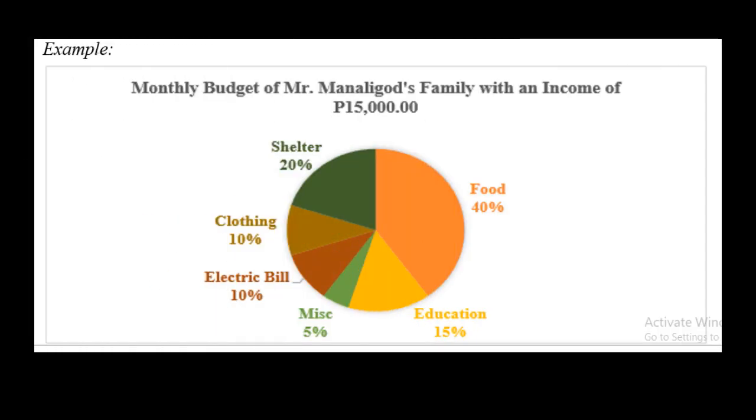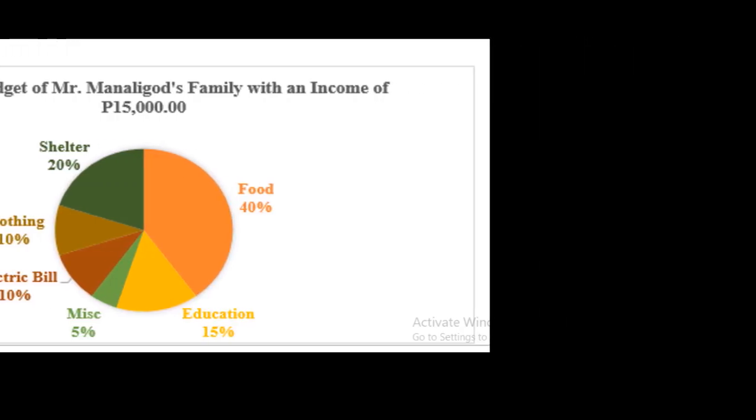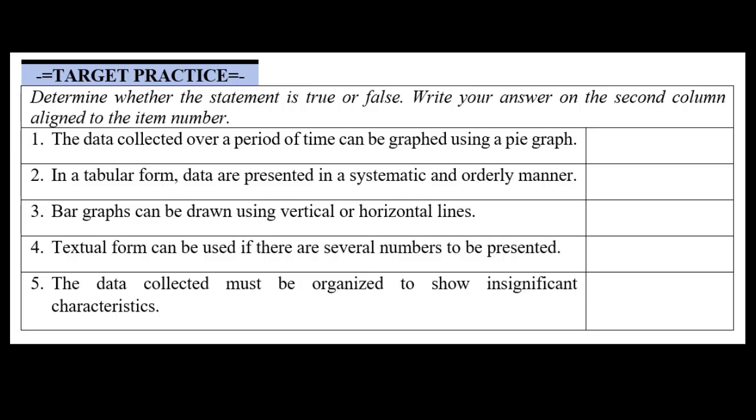Example here is the monthly budget of Mr. Manaligud's family with an income of 15,000. 20% for shelter, 40% for food, 15% for education. For miscellaneous, it's 5%, electric bill 10%, and clothing 10%.